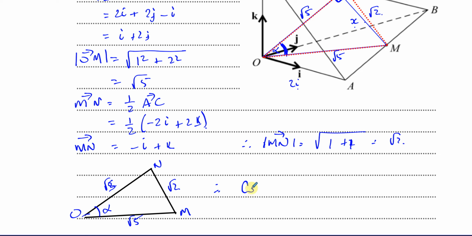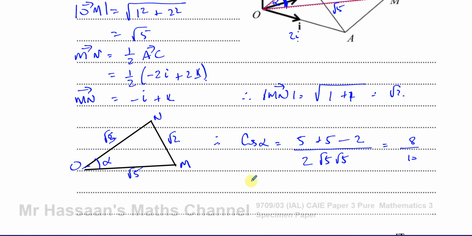We can say cosine of alpha is equal to, now remember, it's b squared plus c squared minus a squared over 2bc. So it's 5 plus 5 minus 2, so this squared plus this squared minus that squared, over 2 times root 5 times root 5. So that's going to give you 10 minus 2, which is 8, over 2 times 5, which is 10. So we can say the cosine of alpha is equal to 4/5.